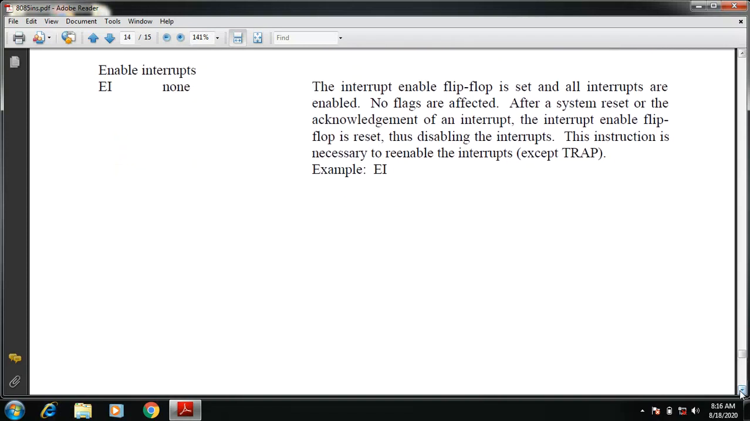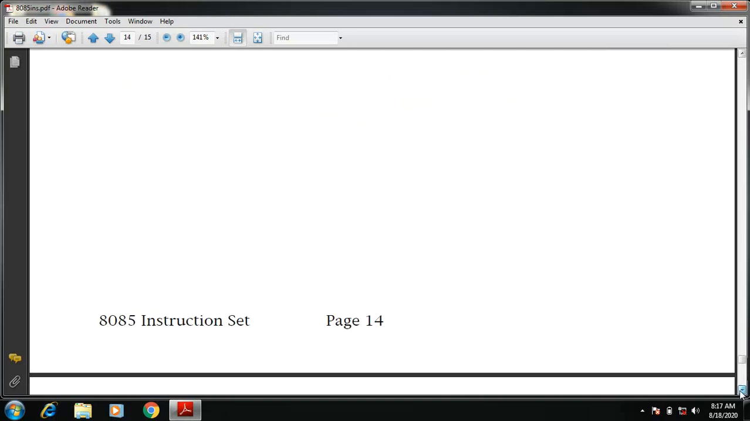The next is EI, that is enable interrupt. This instruction enables all interrupts. Before, DI disabled the three interrupts except TRAP, but here all the interrupts are enabled. That is the difference. Here also no flags are affected, for both DI and EI. Okay, go to next.